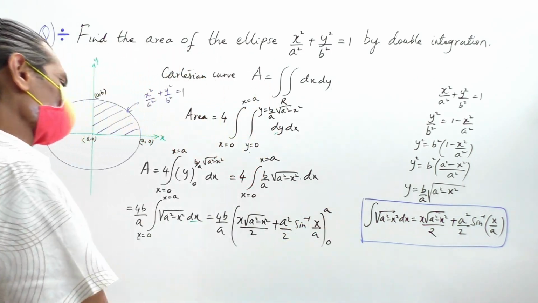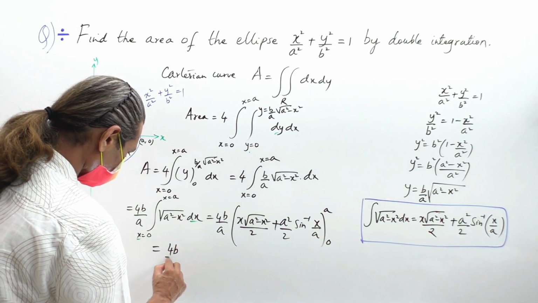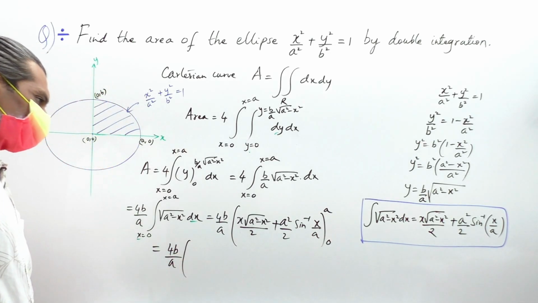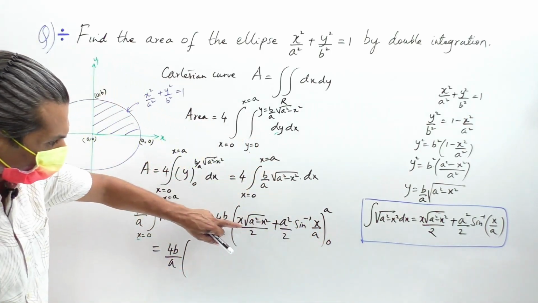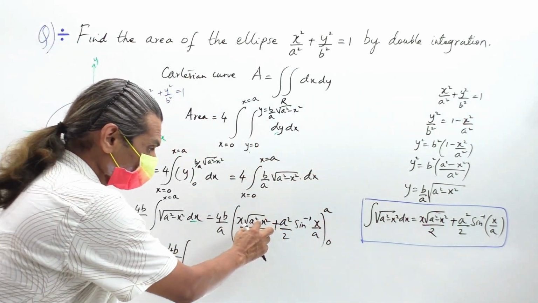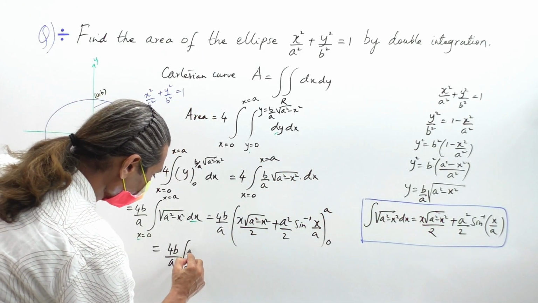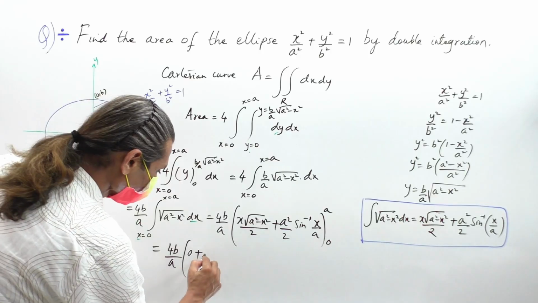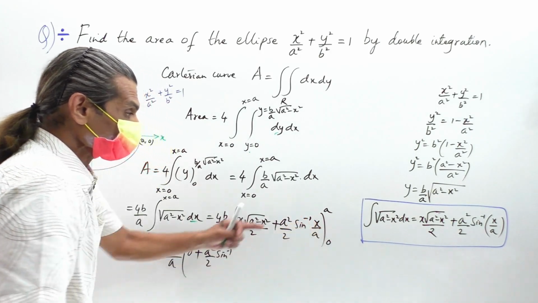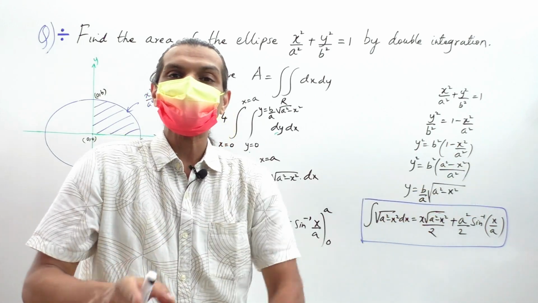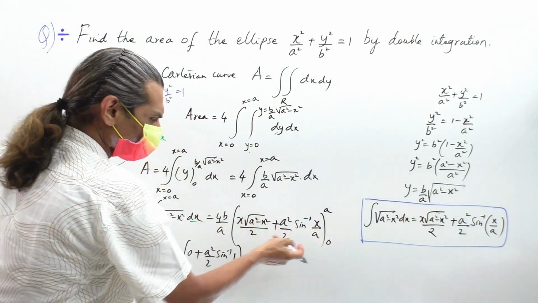Now, let's put the limit here. So, this will be now 4b over a. When I put the limit, in place of x, first you need to put a here. See, a into a square minus a square. A square minus a square is 0. Again, 0 plus a square over 2 sine inverse of x by a. In place of x I put a, so a by a is 1. That's it. And obviously minus everything is 0 only.